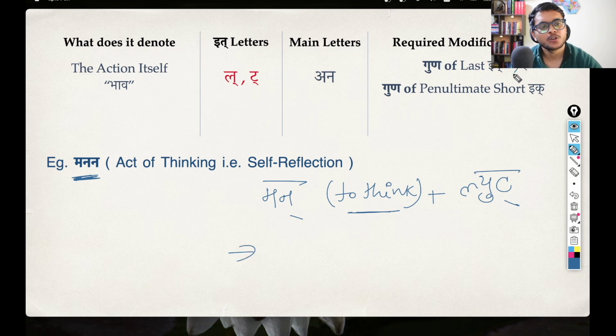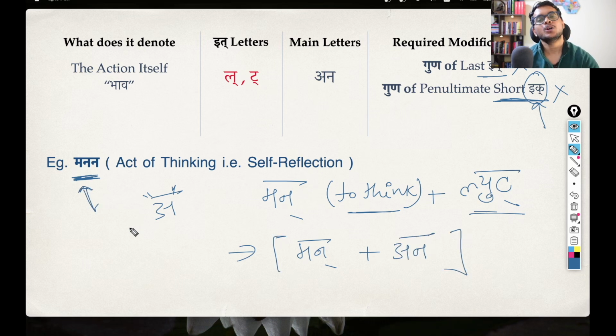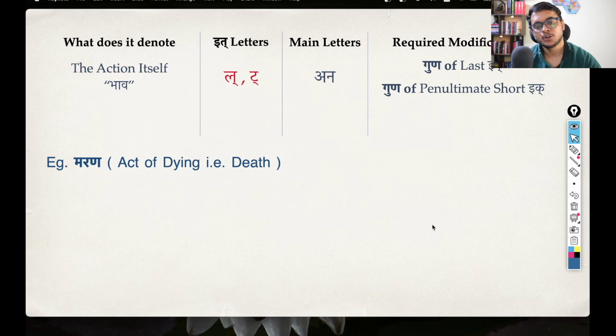Again, guna of last ik not possible because in the end we have a consonant, and guna of penultimate short ik again not possible because here in man, the penultimate vowel is a, and a does not belong to this ik pratyahara. Okay, remember ik pratyahara. This means all the simple vowels except a and a. So both these modifications not possible. Man, this will remain like this only, man. And from lut, we know the main content is ana. So we combine them together. So manana, this is what we get as a pratipadika out of this man dhatu. Okay, again a very straightforward way of creating a pratipadika from a dhatu. I hope this is clear.